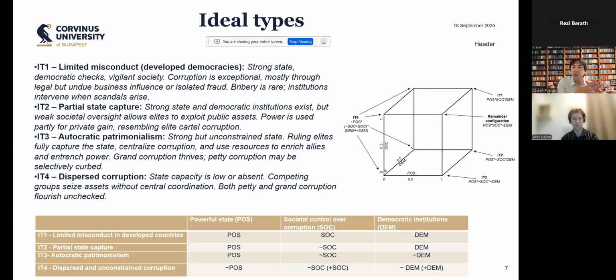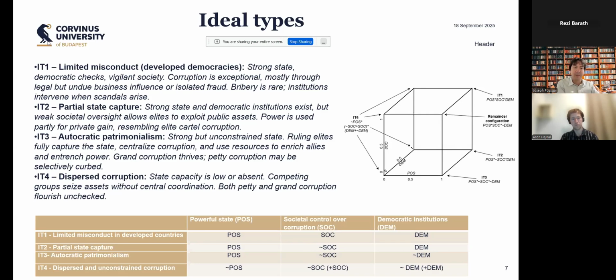Right. So that's how instead of ending up with 8 ideal types, which a three-dimensional figure would suggest, we actually only end up with 4 because theoretically the other ones are not relevant or applicable, correct? Yes, exactly. So ideal type 4, in fact, includes four theoretically possible ideal types, but we say that in the absence of a powerful state, it doesn't really matter whether there are democratic institutions or societal control over corruption. So it collapses four theoretically possible ideal types. Yes. Okay, great. Thank you.